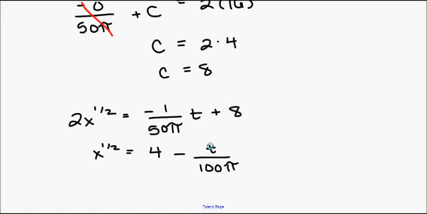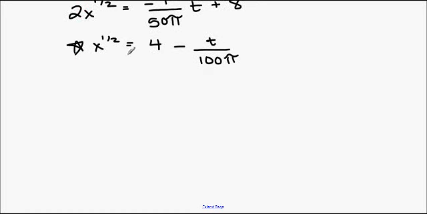Okay, so the formulas that we need then are this one, and really what I'm going to do is square both sides to undo that 1/2 and get this.